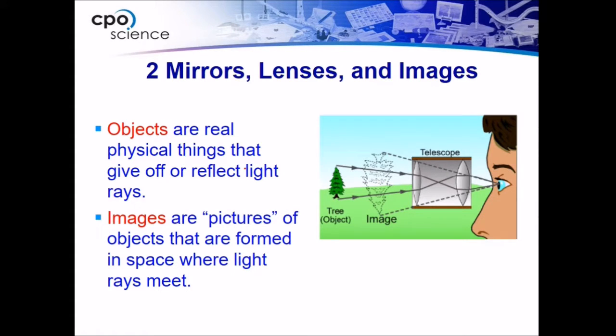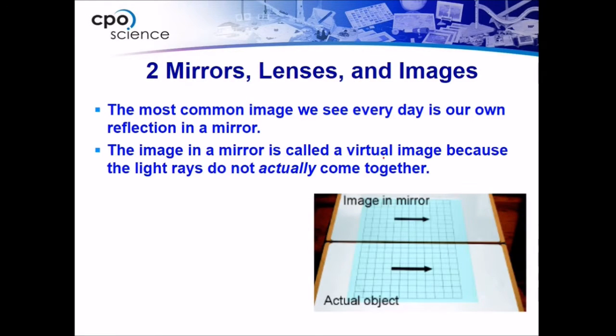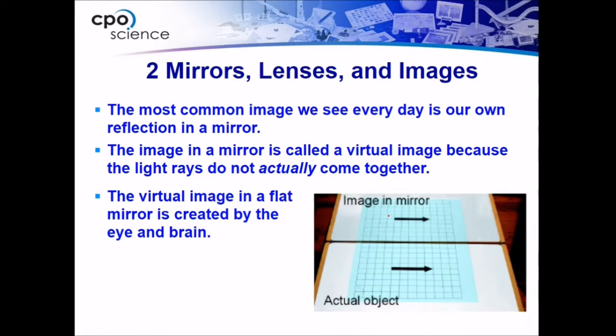Objects are real physical things that give off or reflect light rays. Images are pictures of objects that are formed in space where light rays meet. This is actually your image. If you see through a telescope, these are the actual objects and this is what you see. The most common image we see every day is our own reflection in a mirror. The image in this mirror is called a virtual image because the light rays do not actually come together. The virtual image in a flat mirror is created by the eye and the brain.